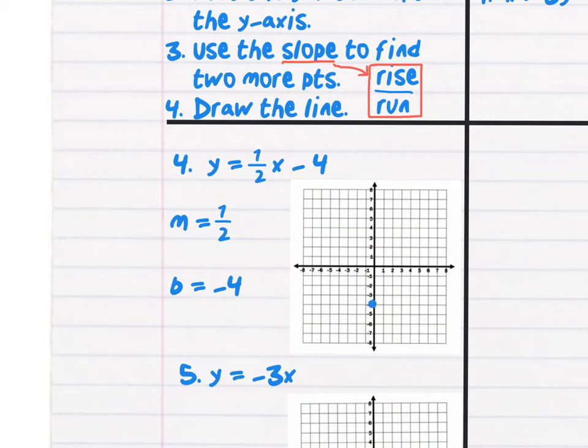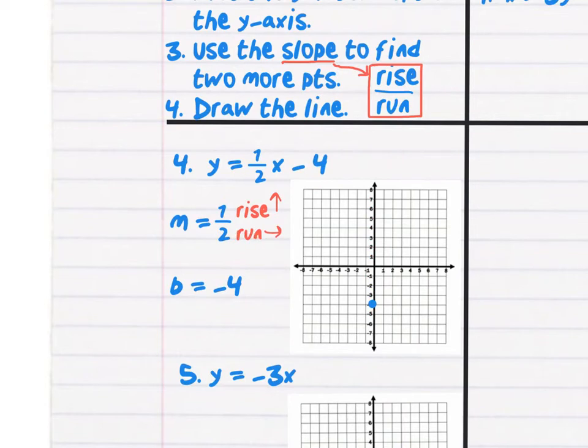Okay, so now we're on step 3. We're ready to use the slope to find 2 more points, and the slope is rise over run. So next to this 1/2, I'm going to write the words rise and run. Because our numerator is 1, that means our rise is going to be 1 unit up. Rise means up or down. And because our denominator is 2, that's our run. Because 2 is positive, we're going to go to the right. If 2 were negative, we'd go to the left.